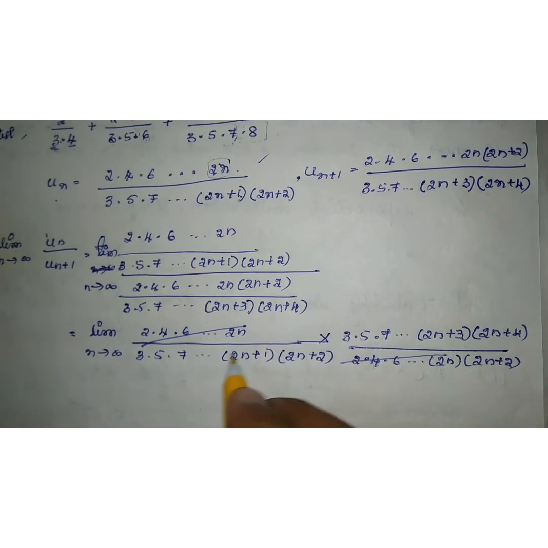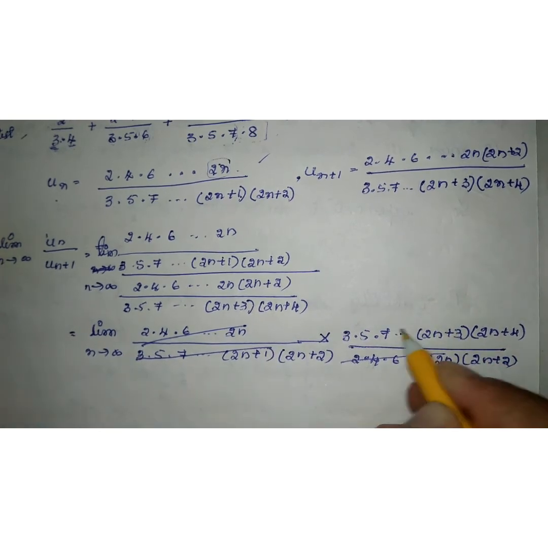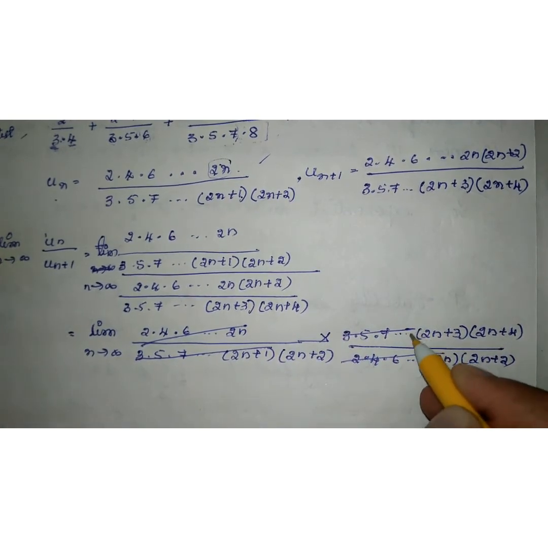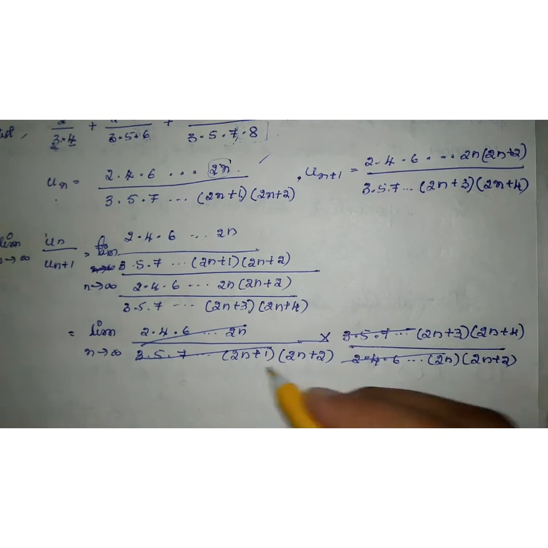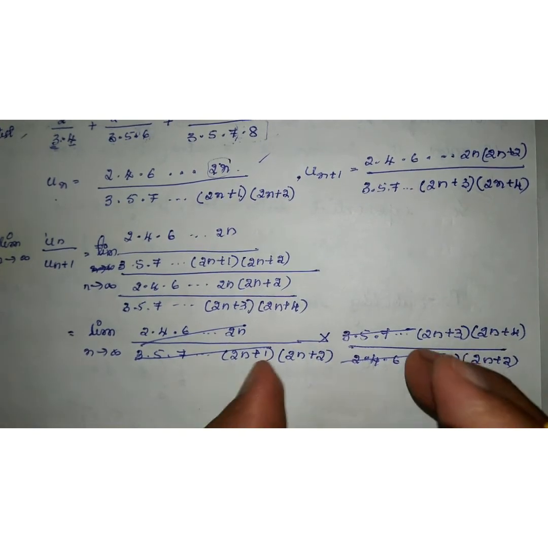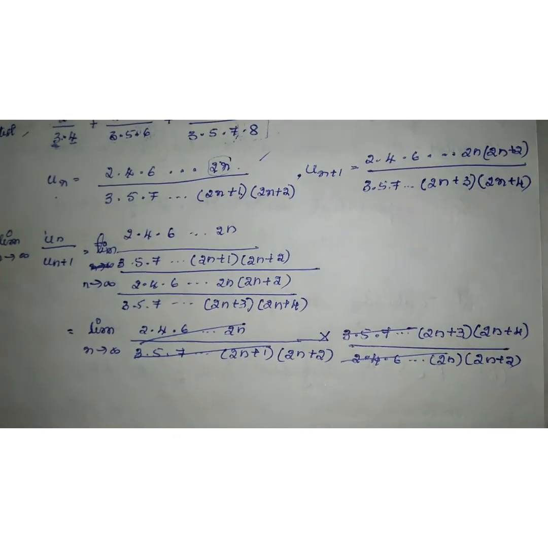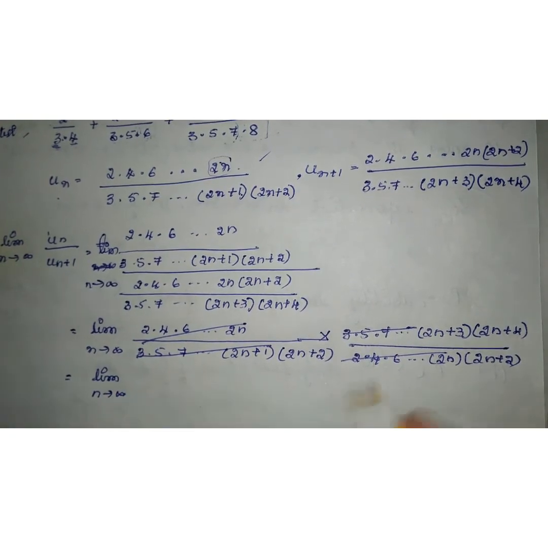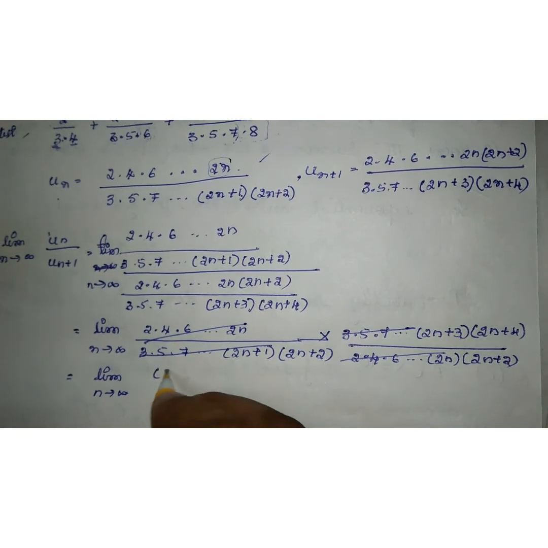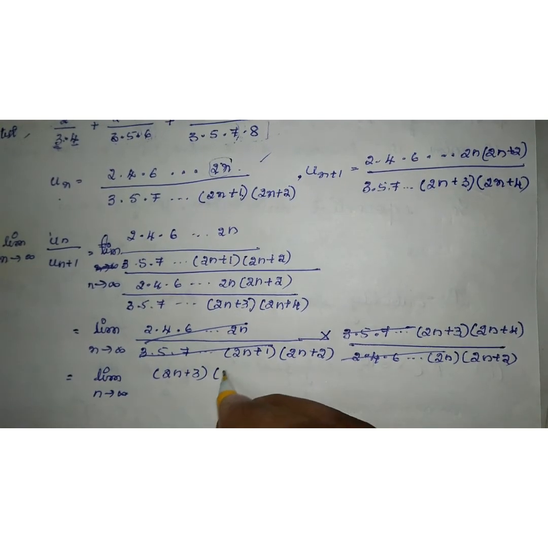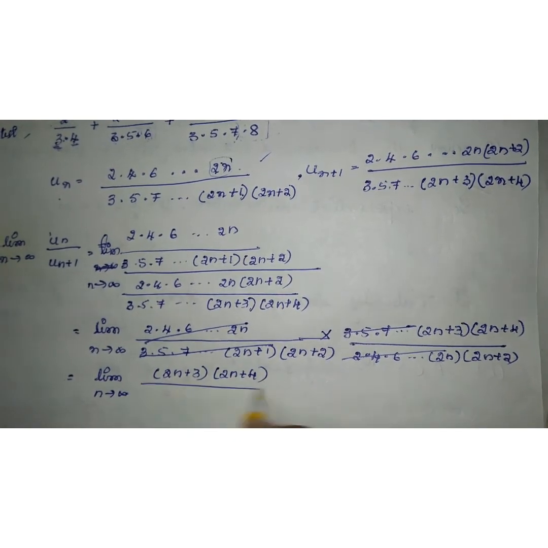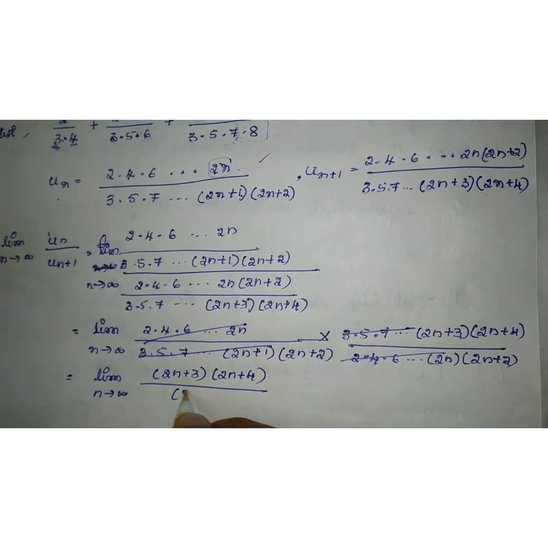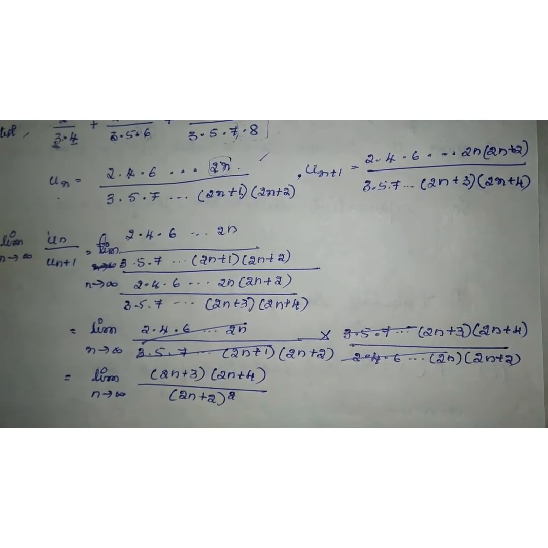3, 5, 7. Here again all the terms. Here the very previous term of 2n plus 3 is 2n plus 1. So the whole product till 2n plus 1 gets cancelled. So it is limit n tends to infinity, 2n plus 3 into 2n plus 4 divided by 2n plus 2 into 2n plus 2, it is whole square.